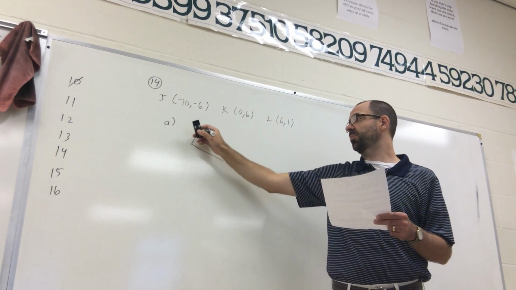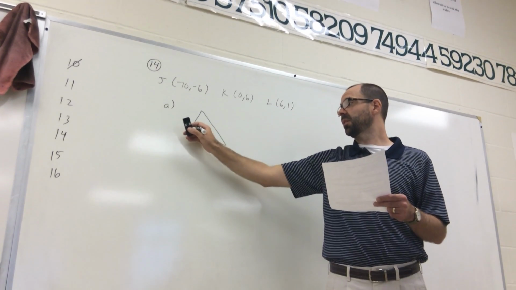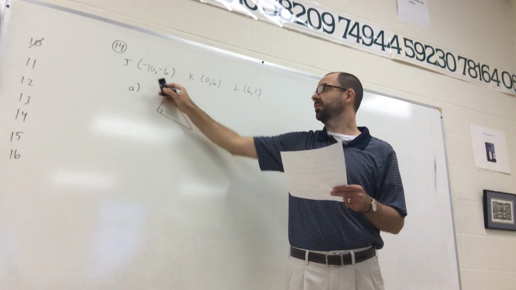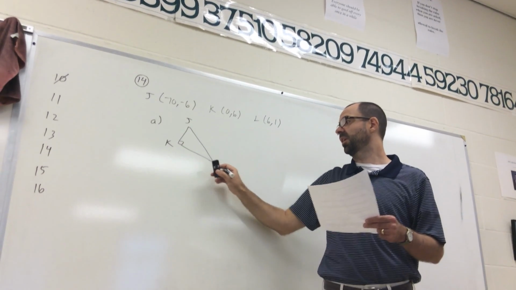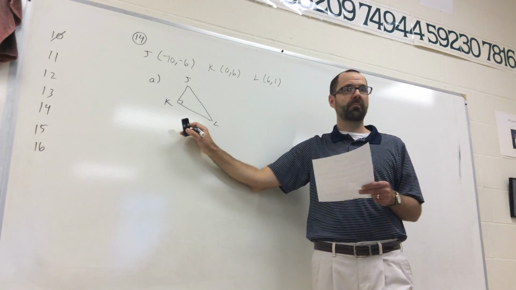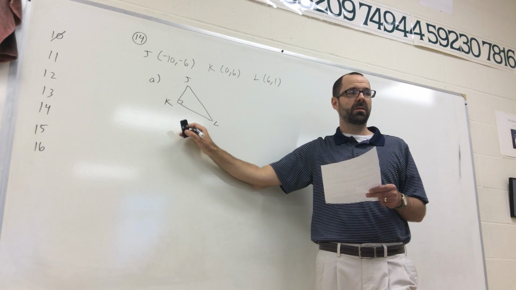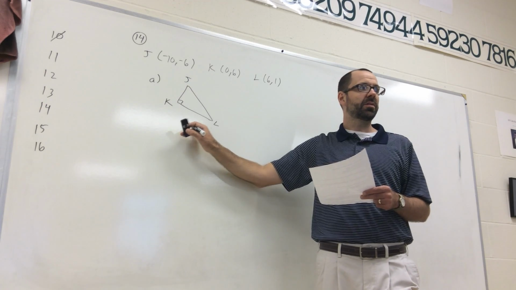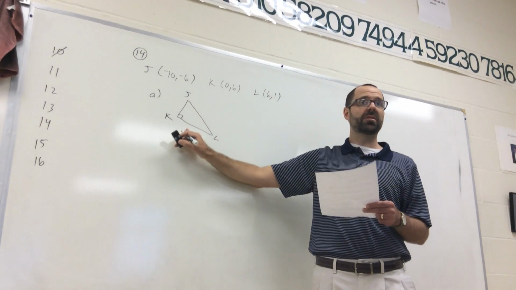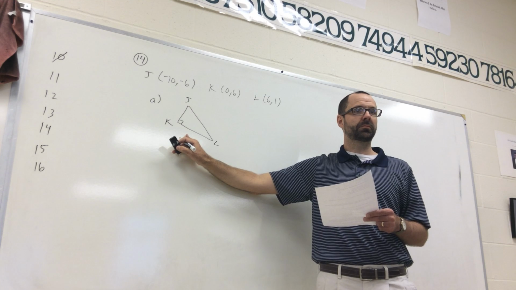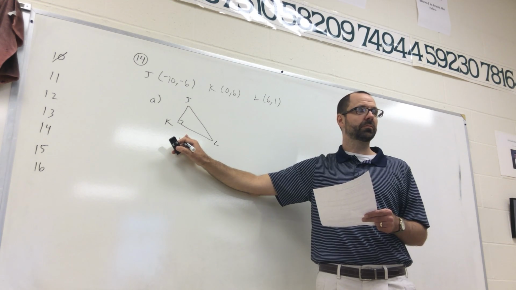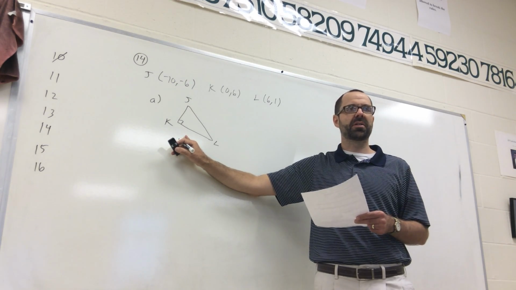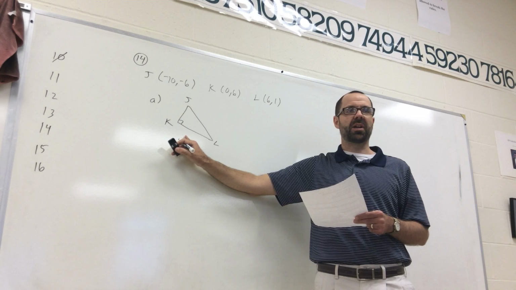Okay, so to help us visualize, let's draw a right triangle. A right triangle has a 90-degree angle. And J is here, and K is here, and L is there. So how can I use slope to verify that this is a right angle? How will the slopes compare to each other when you have a 90-degree angle?